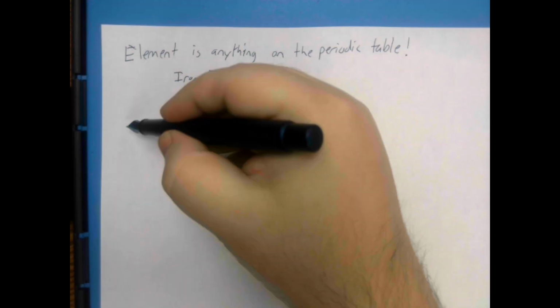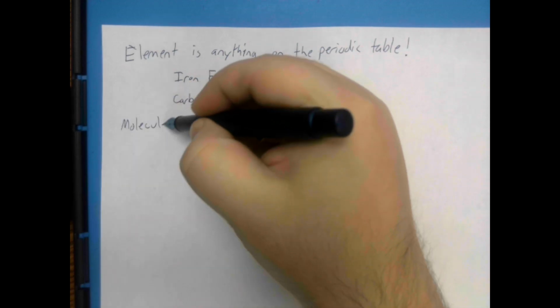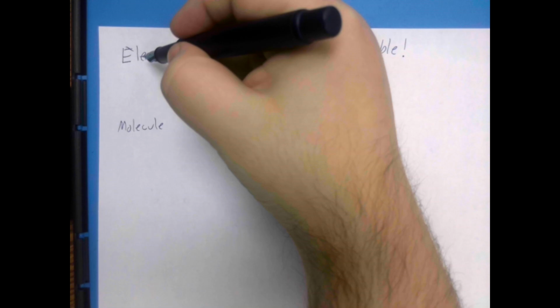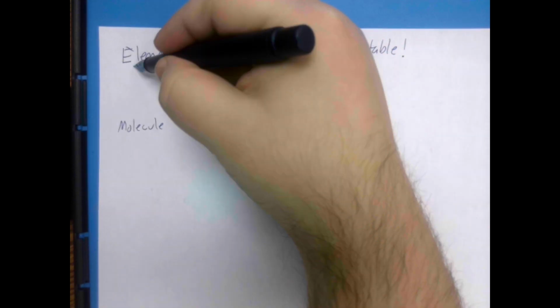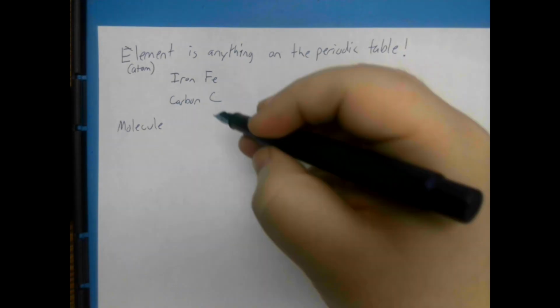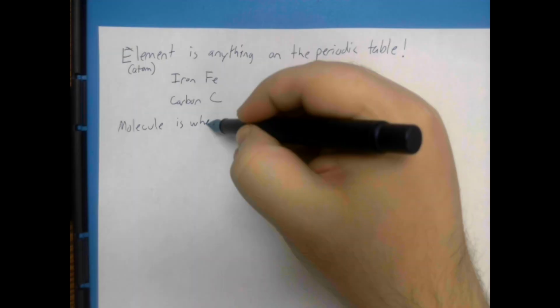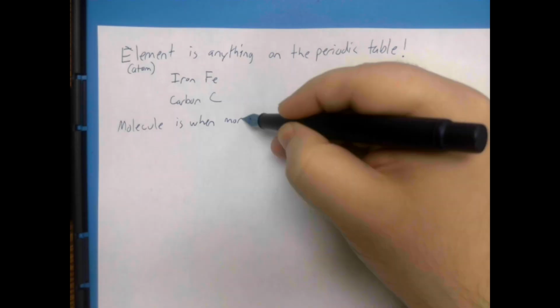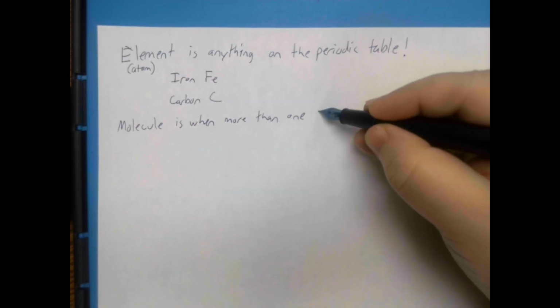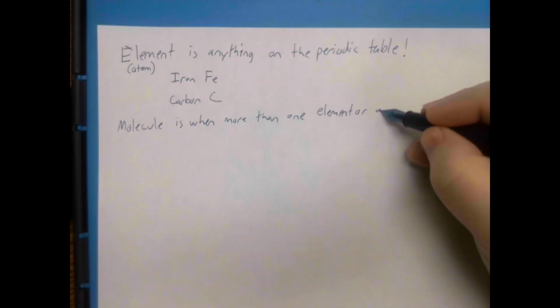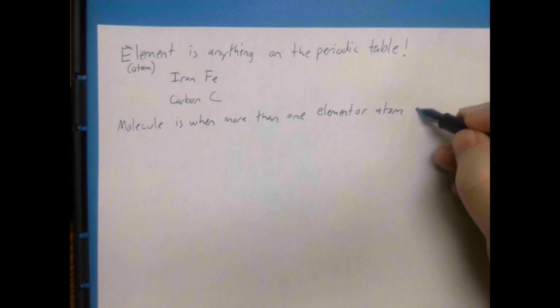All right. A molecule. So another name for an element is an atom, a single atom. A molecule is when more than one element or atom chemically bonds together.